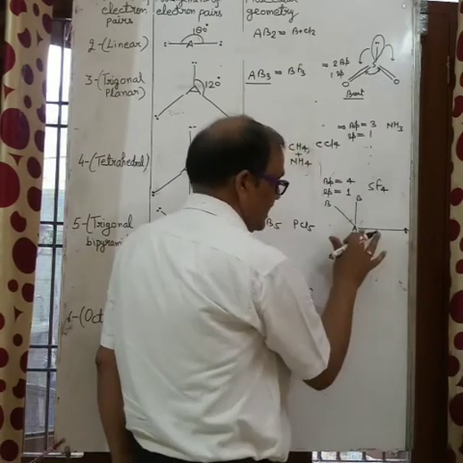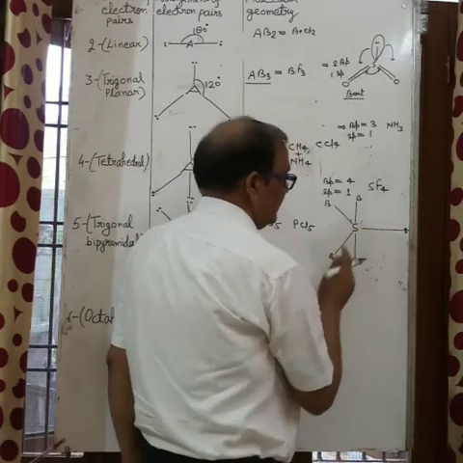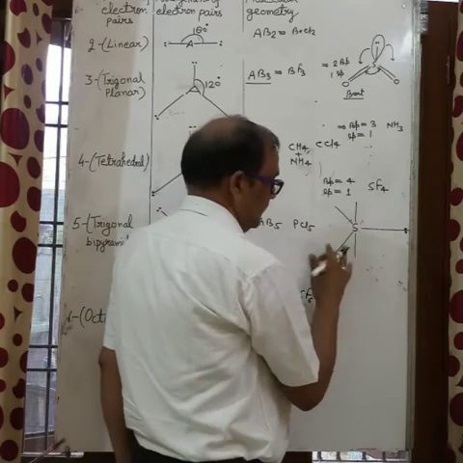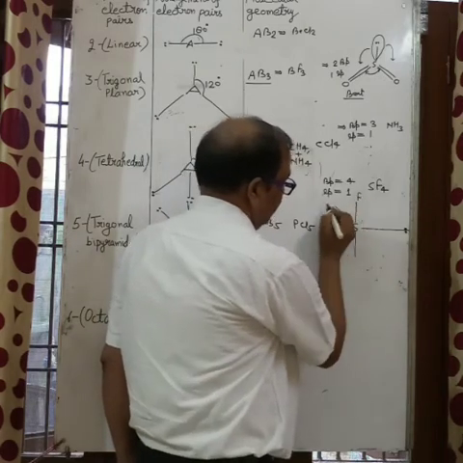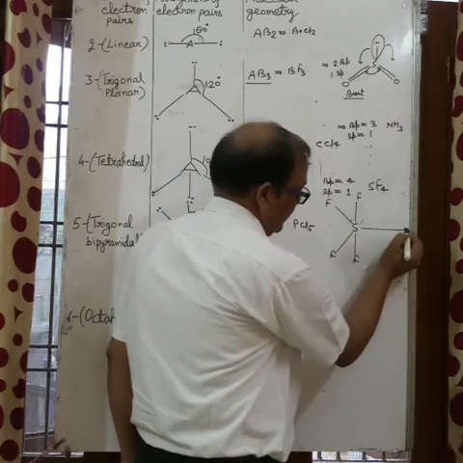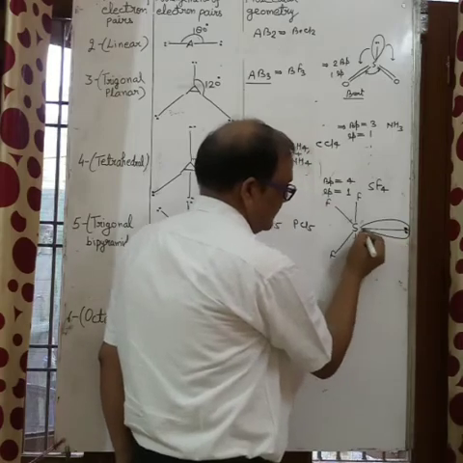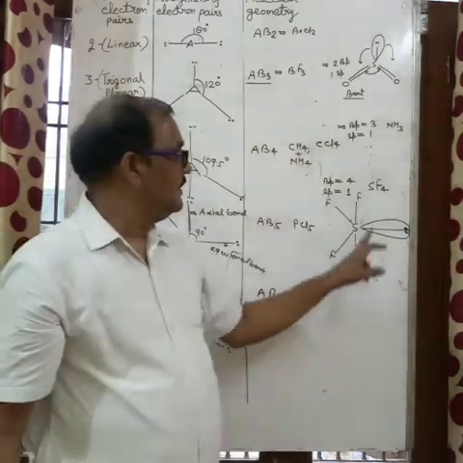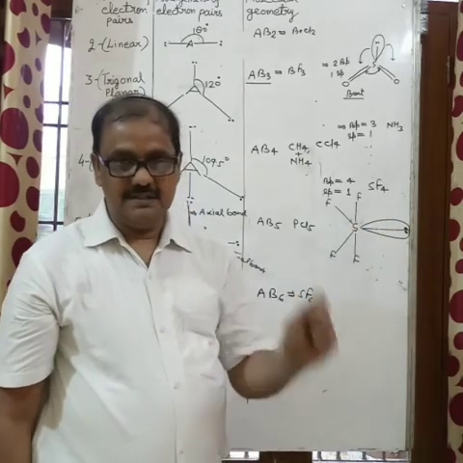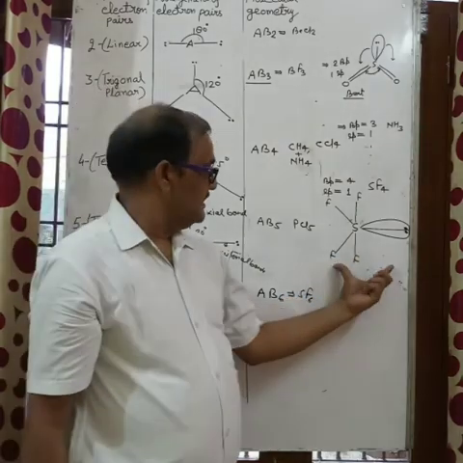And for example, exactly SF4, it means the central atom is sulfur and surrounding atoms are fluorine, F, F, F, F, and there is 1 lone pair of electrons, and this is the structure of SF4, and this structure or geometry is especially a seesaw shape.